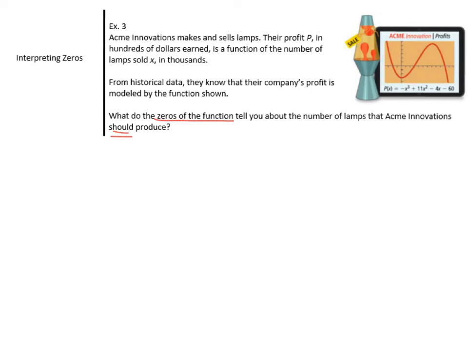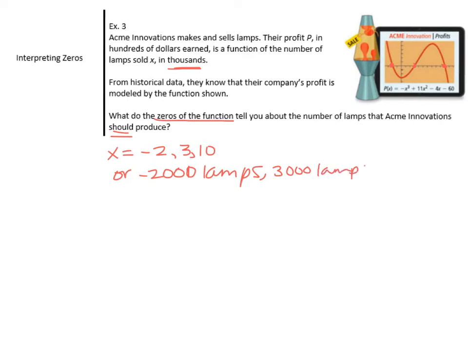Taking a look at that picture, you can see it crosses the x-axis at 3 different locations. On the left, over here in the middle, and on the right. So our x-intercepts are at negative 2, 3, and 10. But lamps are sold in the thousands. That actually means you have an x-intercept at negative 2,000 lamps, positive 3,000 lamps, or 10,000 lamps.